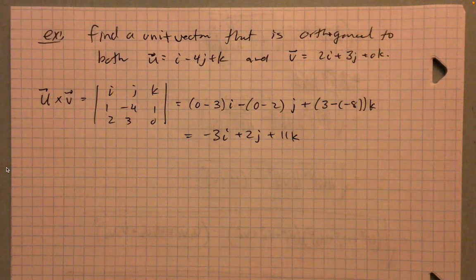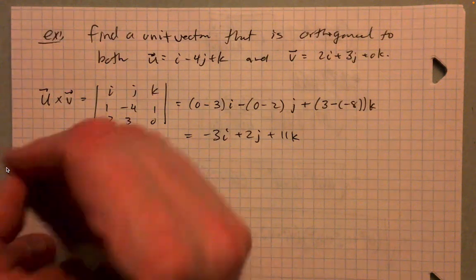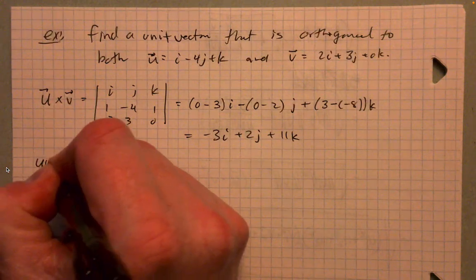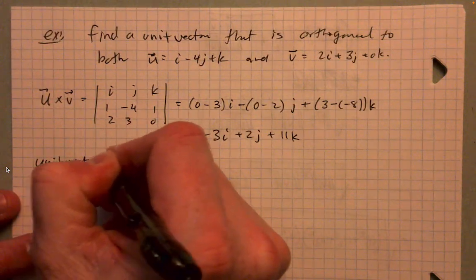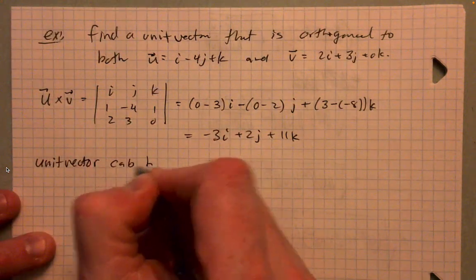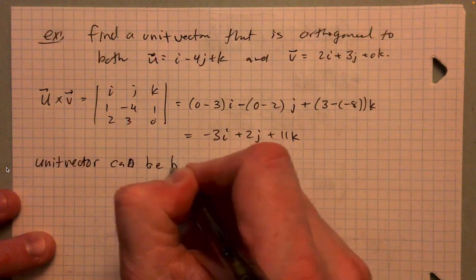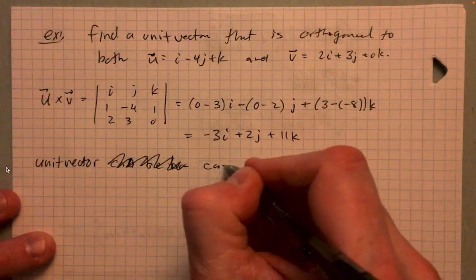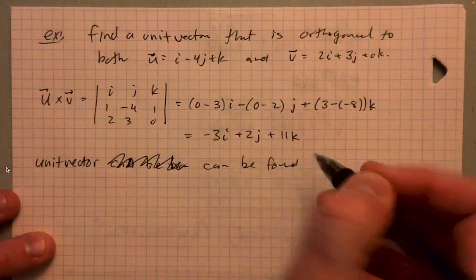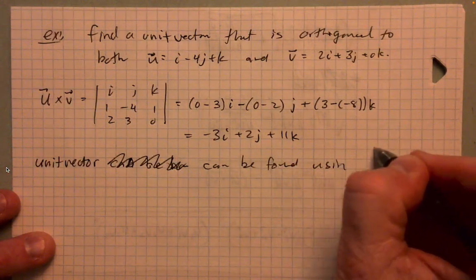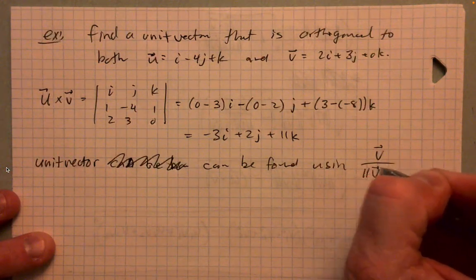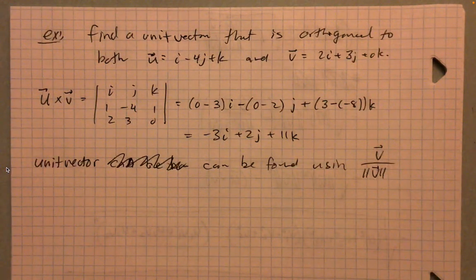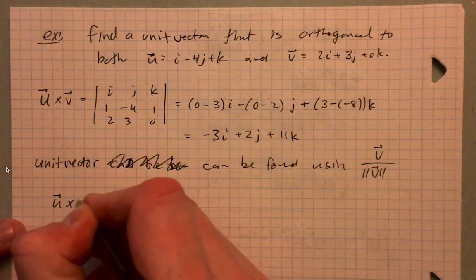But it's not necessarily a unit vector. So how do we find the unit vector? Well, remember, a unit vector can be found by basically taking the vector and dividing it by its norm. Okay, so that's what we're going to do. So first we need the norm of u cross v.